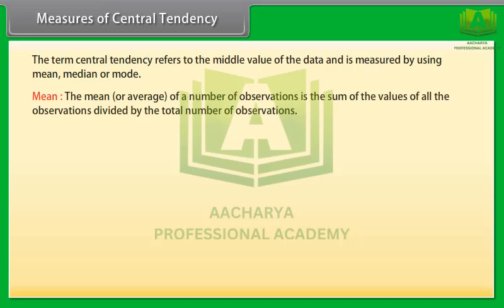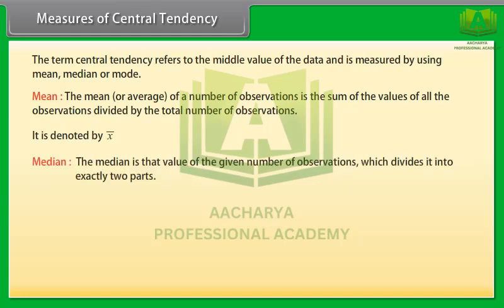Mean. The mean or average of a number of observations is the sum of the values of all the observations divided by the total number of observations. It is denoted by this symbol, read as X bar. Median.